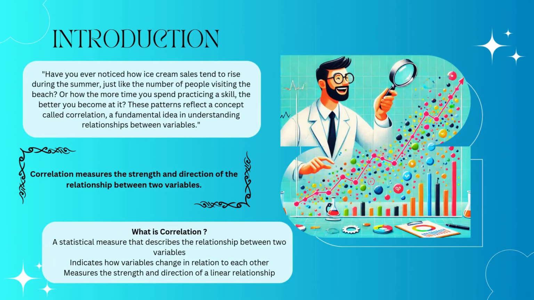Have you ever noticed how ice cream sales rise in the summer, just like the number of people visiting the beach? Or how practicing a skill more often helps you improve? These are examples of patterns that reflect a correlation, a fundamental concept in understanding relationships between variables.